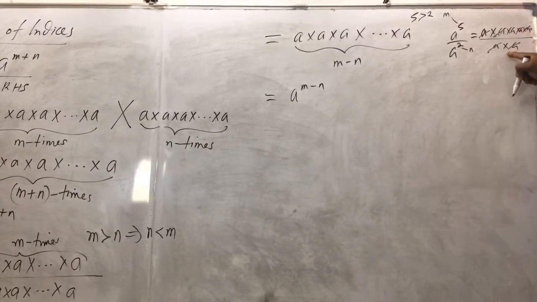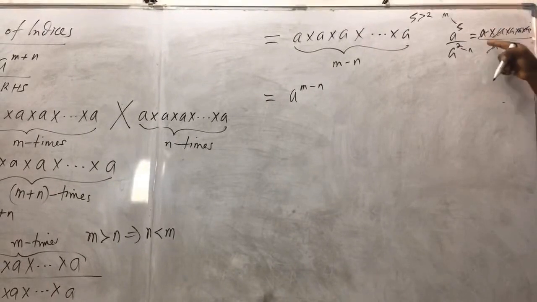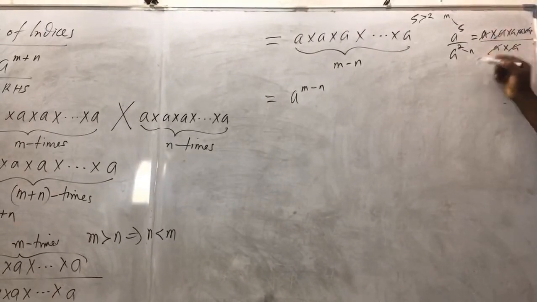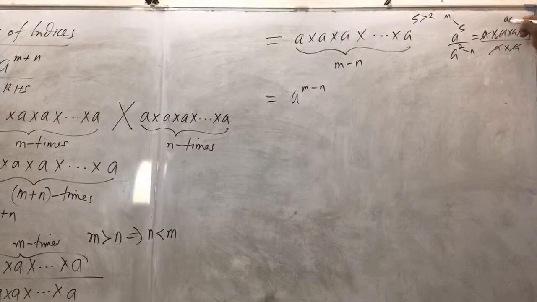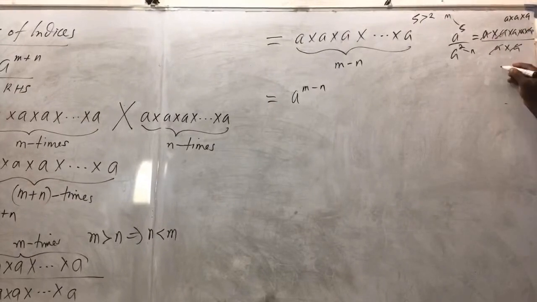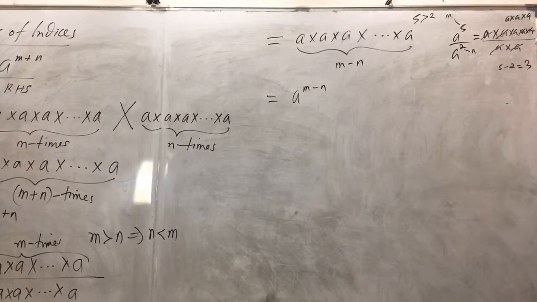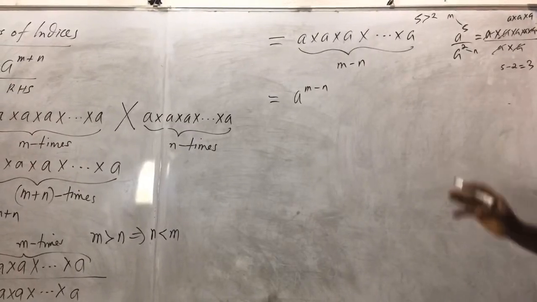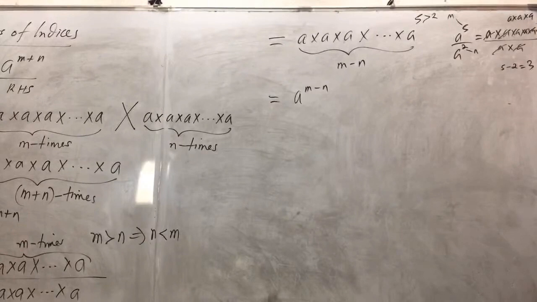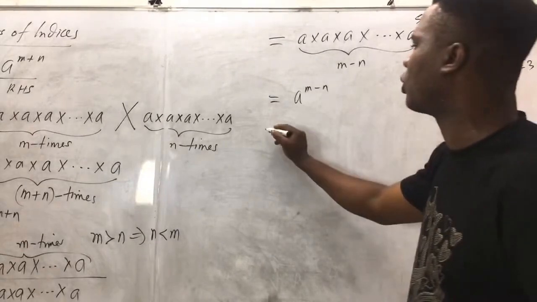And if 2 a's below cancel out the corresponding 2 a's above, you will be left with 3 a's above. And these 3 a's correspond to 5 minus 2. Okay? So that proves the second law, the subtraction law of indices. Now let's go to the third law.